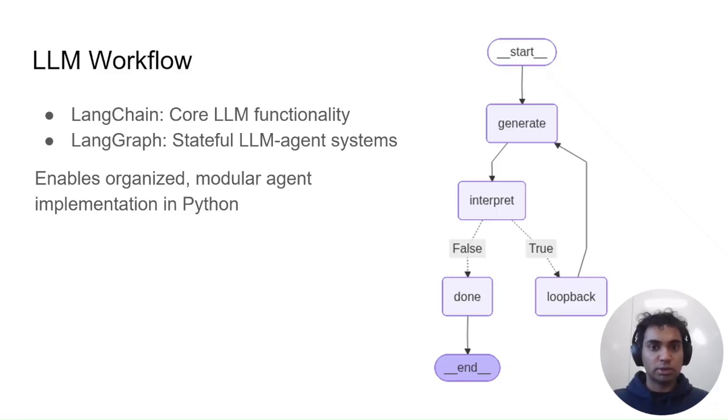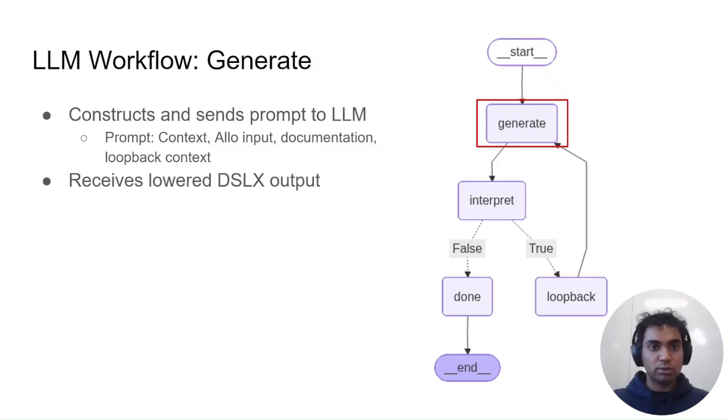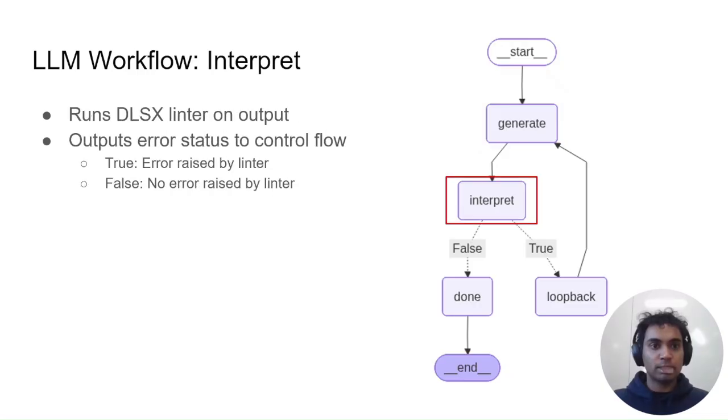The diagram on the right shows the blocks that compose our workflow. The first block of the flow is the generate block, which passes the prompt to the LLM and receives the output. The prompt consists of a system message, which provides the LLM with the task context, a user message, which tells the LLM to lower the given Allo input to DSLX, and additional instructions where we embed DSLX documentation. After the generate state produces the DSLX output, the interpret block runs the DSLX interpreter on the produced code to check for errors and dictate the flow accordingly.